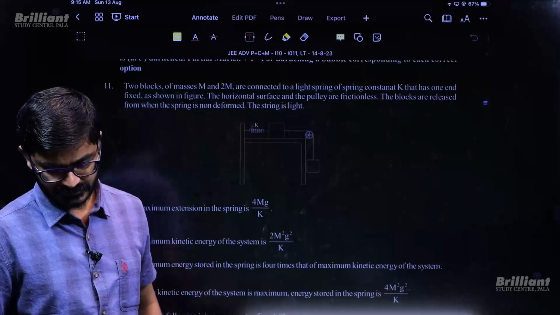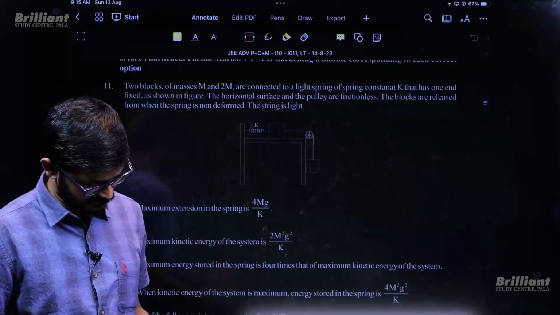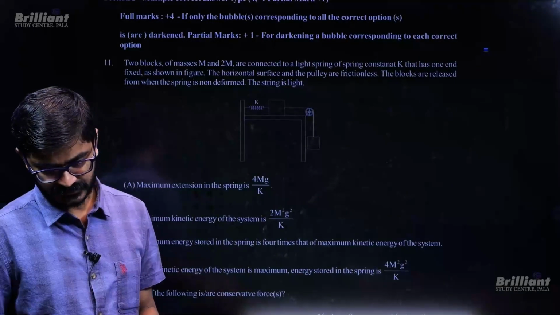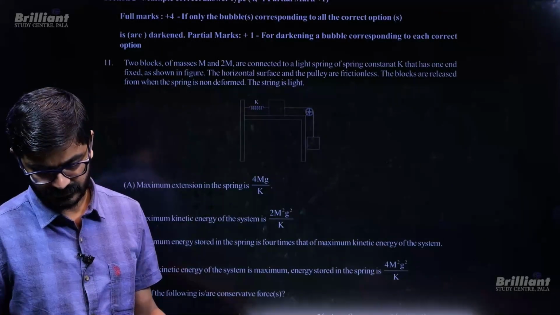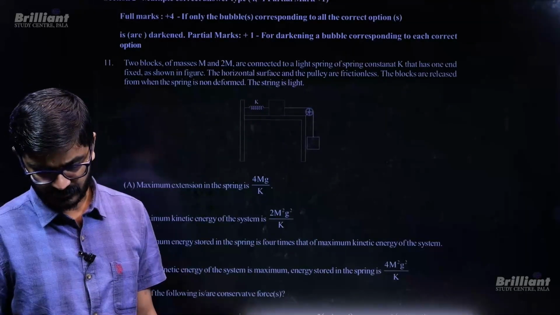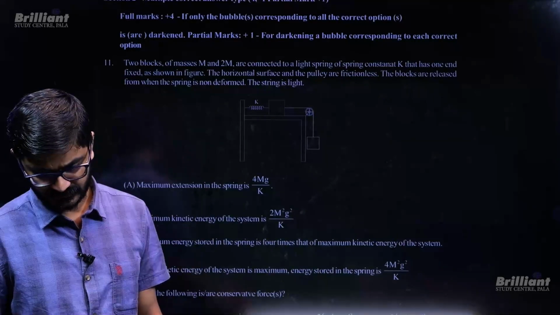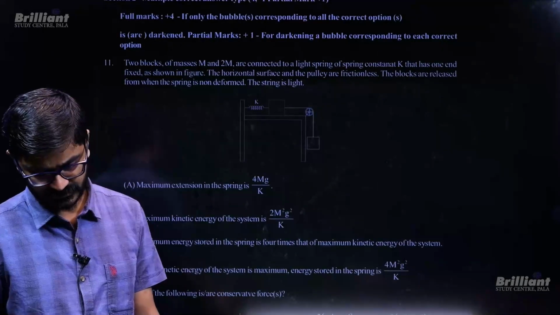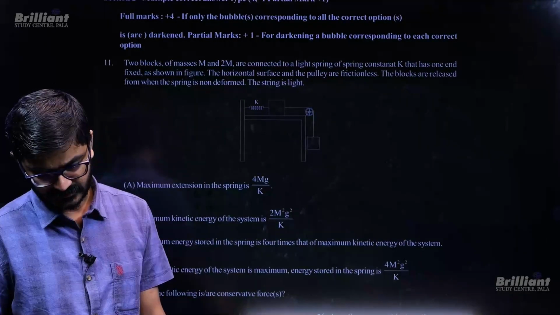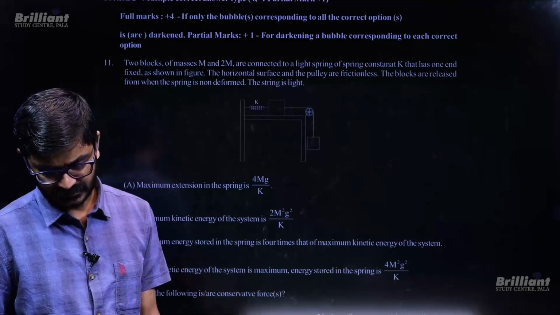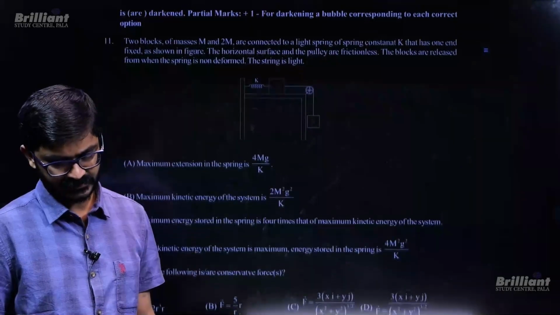Two blocks of masses m and 2m are connected to a light spring of spring constant K that has one end fixed as shown. The horizontal surface and pulley are frictionless. The blocks are released when the spring is not deformed. The string is light. So, maximum extension in the spring.